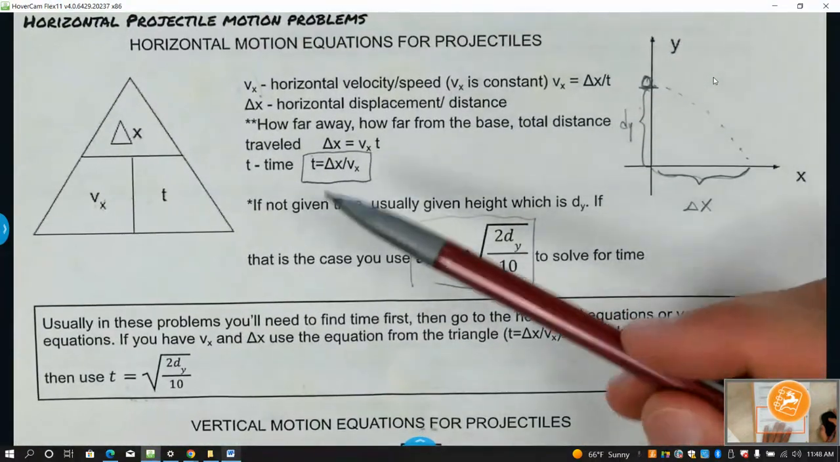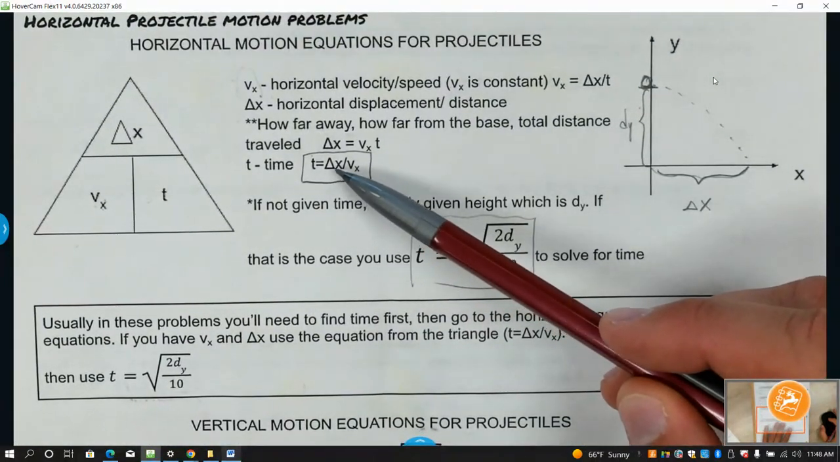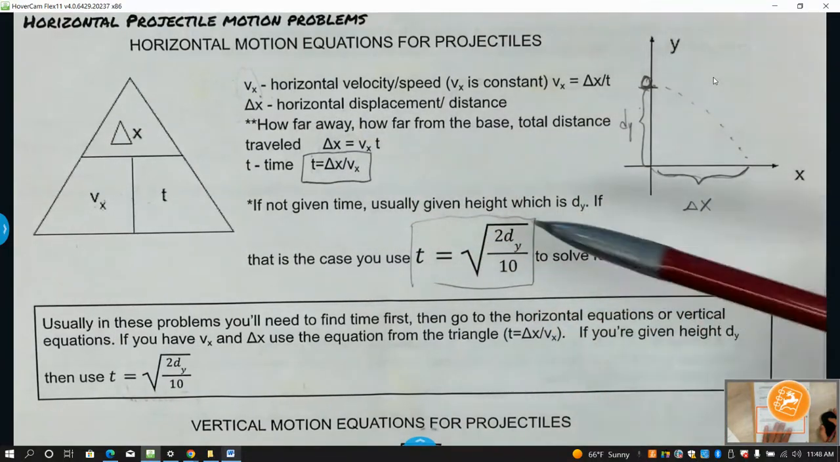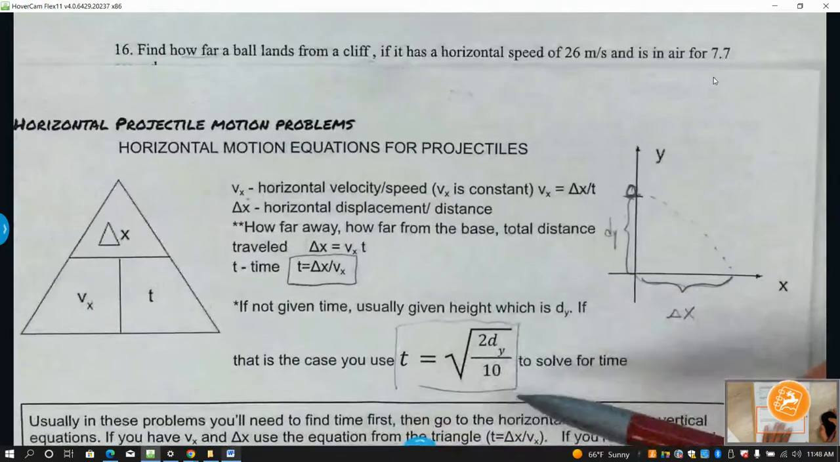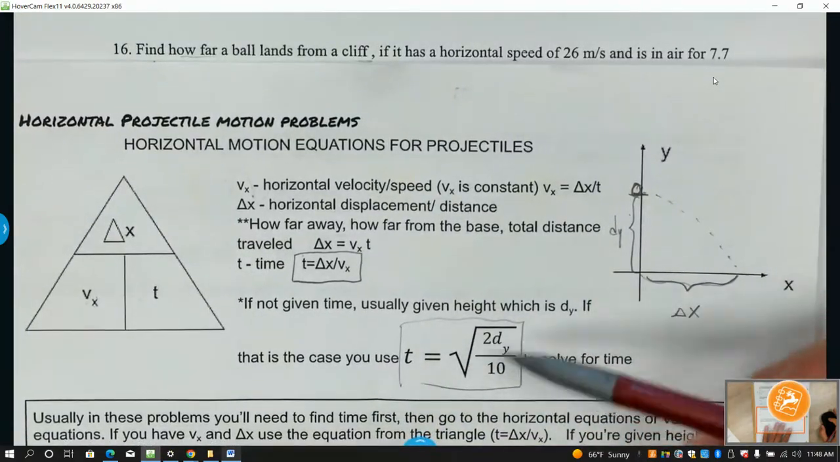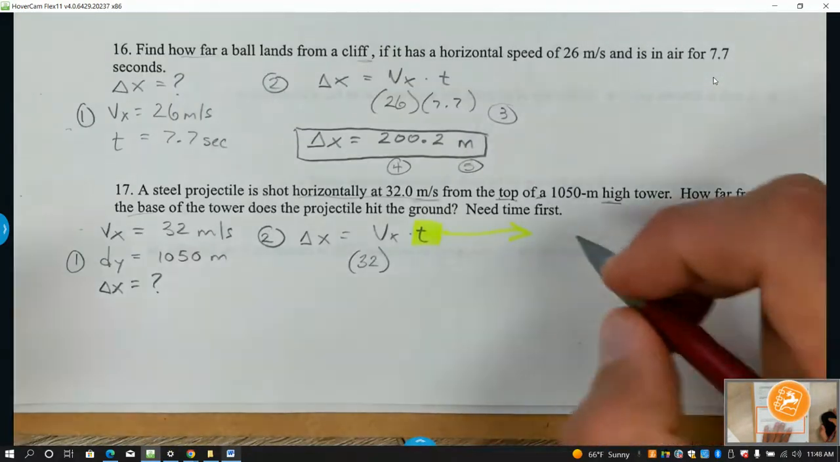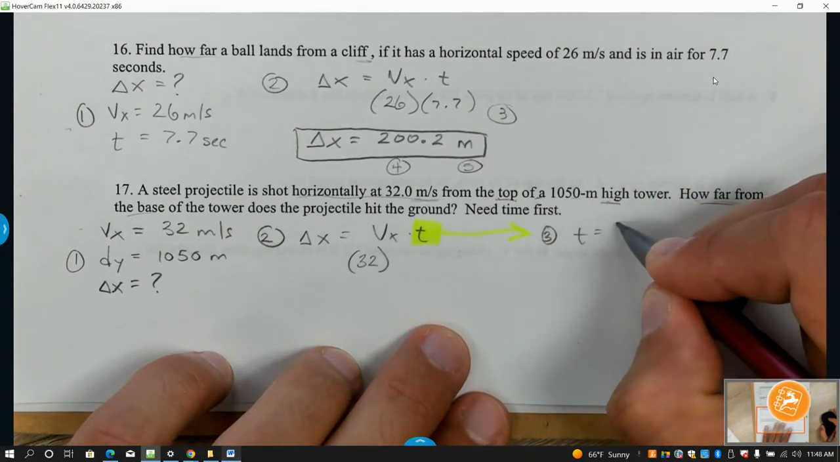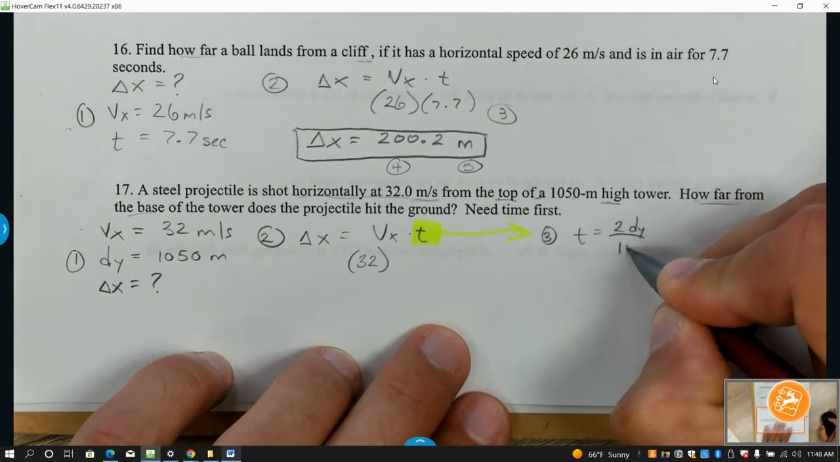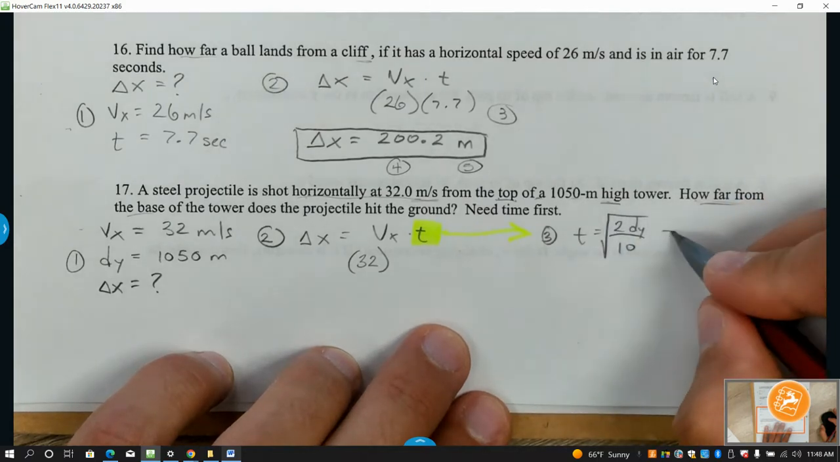We can't use this equation for time because we're looking for delta x. But if we have the height, we can use this. So your third step is to write this equation to solve for time. I want the equation written like this first: the square root of 2 dy over 10.